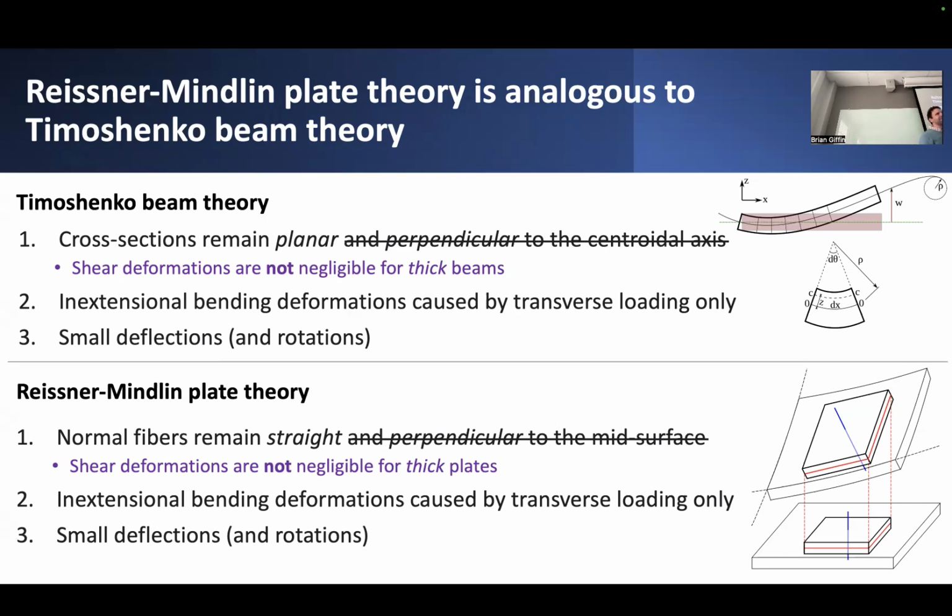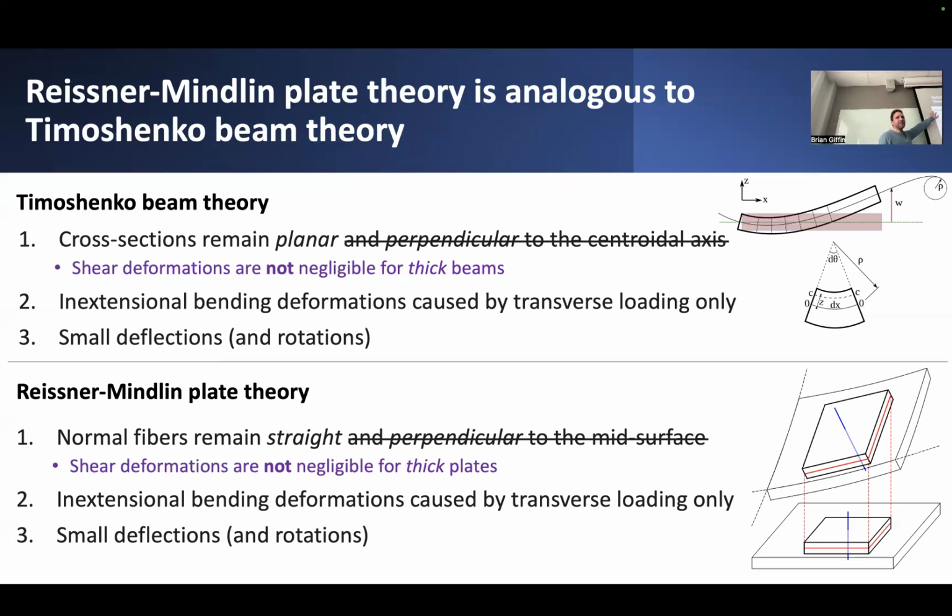The thing that we get rid of is the assumption that they remain perpendicular to the neutral axis or to the deformed mid-surface of the plate. That's the thing that we say, well, we can't quite neglect shear deformations, so we're going to allow this fiber to deform in a way such that it's not perfectly perpendicular to the deformed mid-surface of the plate, and such that this cross-section isn't perfectly perpendicular to the neutral axis.